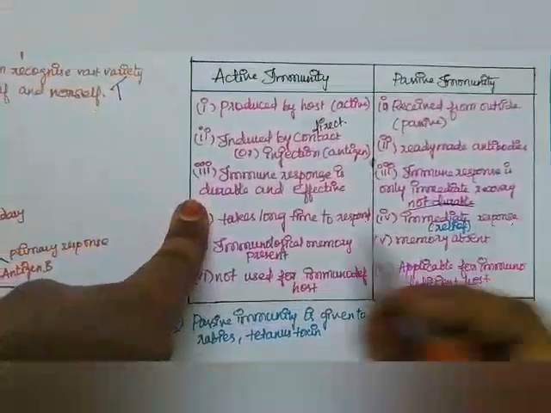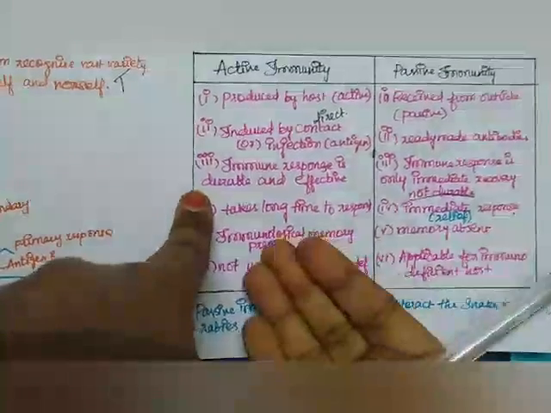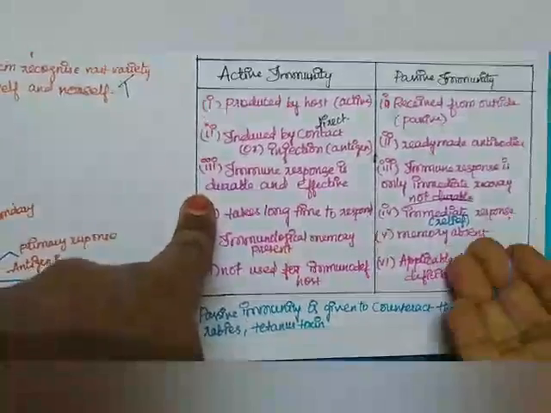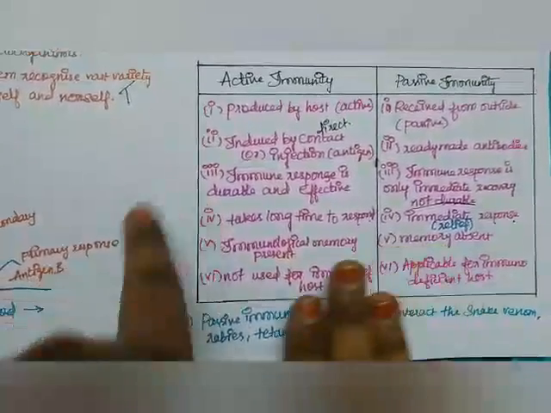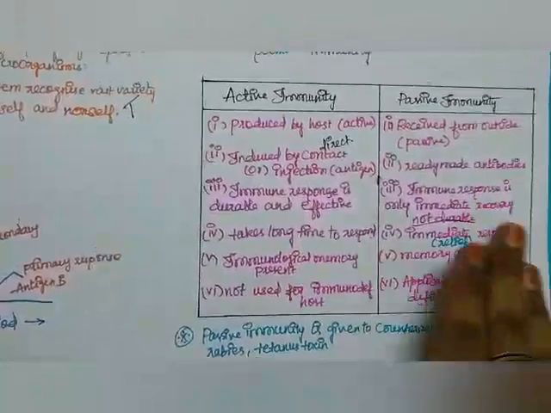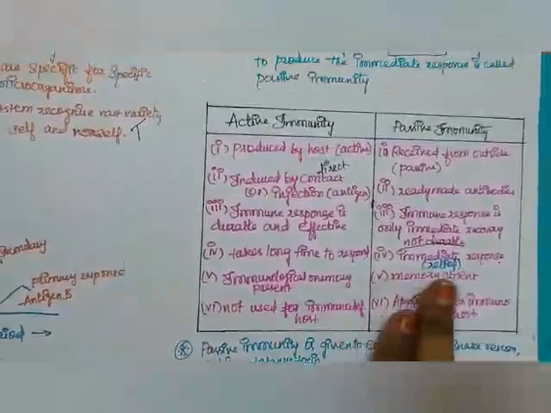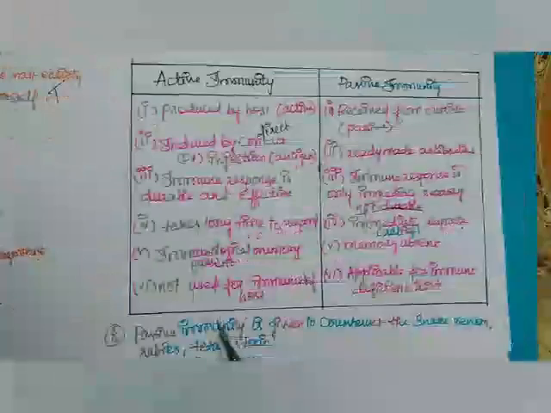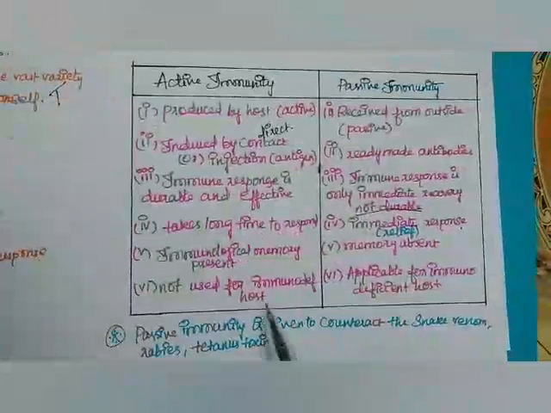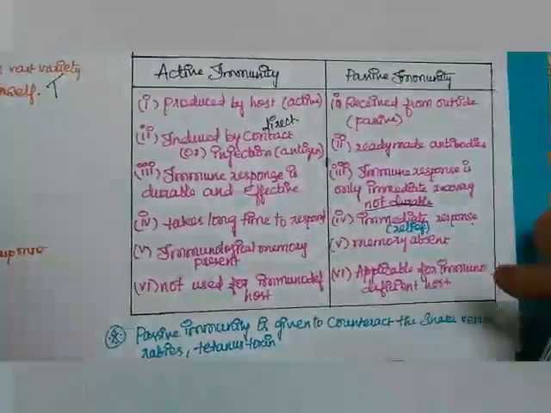Active immunity takes longer to respond, while in passive immunity an immediate response is given. It takes a very long time to recognize that type of pathogen, while here we have ready-made antibodies for that particular antigen, so it produces an immediate response. Immunological memory is present in active, absent in passive. Active is not used for immunodeficient hosts, while passive is applicable for immunodeficient hosts.